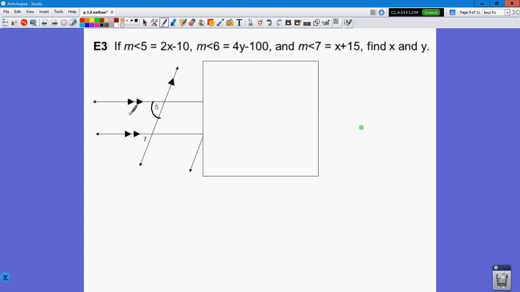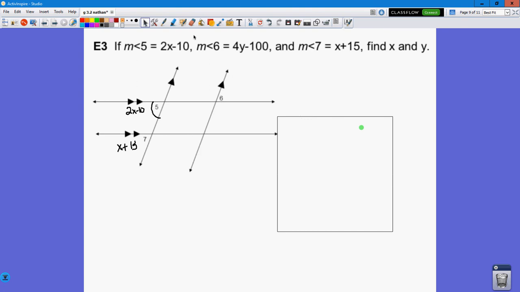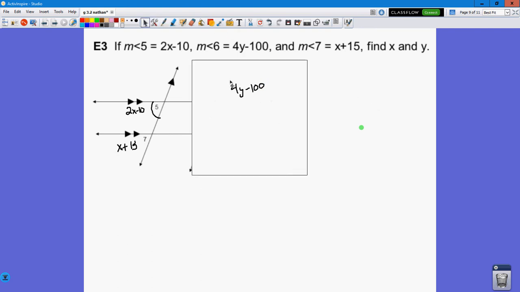Here's angle 5. They told me it was 2x minus 10. They told me angle 7 was x plus 15. I'll uncover this so I can put angle 6 in there. Angle 6 was 4y minus 100. Okay? Cover this back up for a minute. Let's mark all the angles that are congruent. This angle and this angle are going to be the same because they're vertical. This angle and this angle are going to be the same because they're alternate interior. And this angle and this angle are going to be the same because they're vertical.